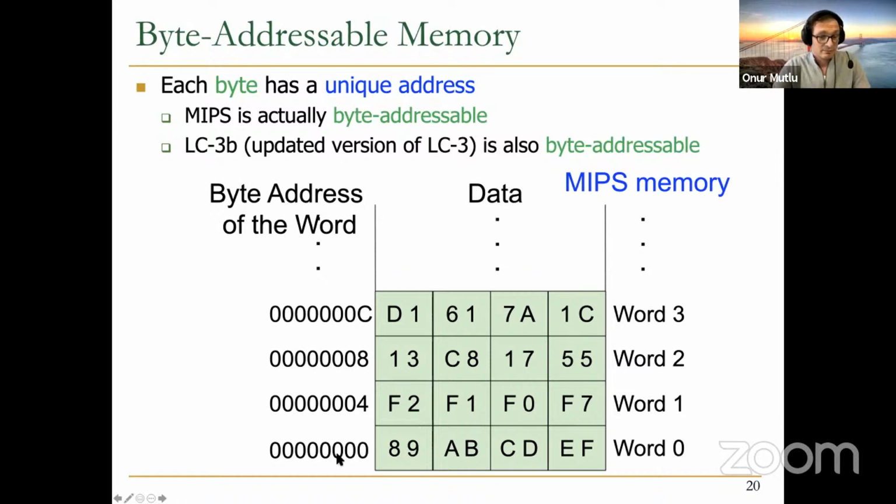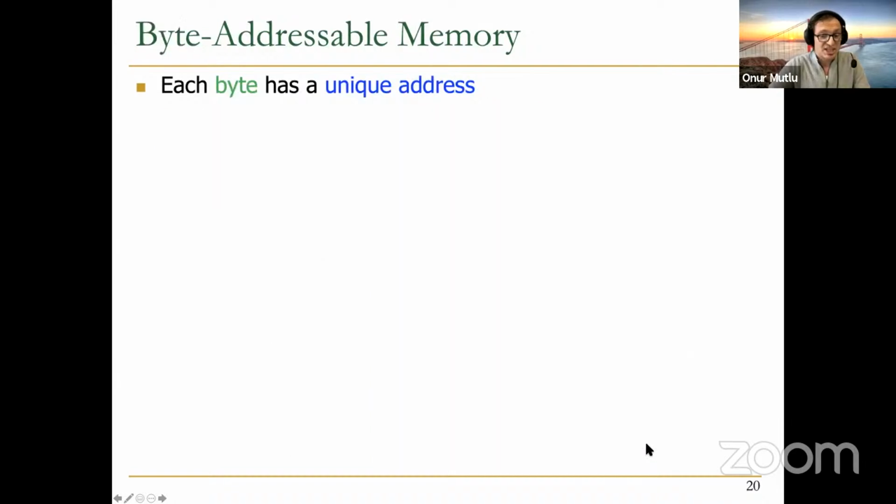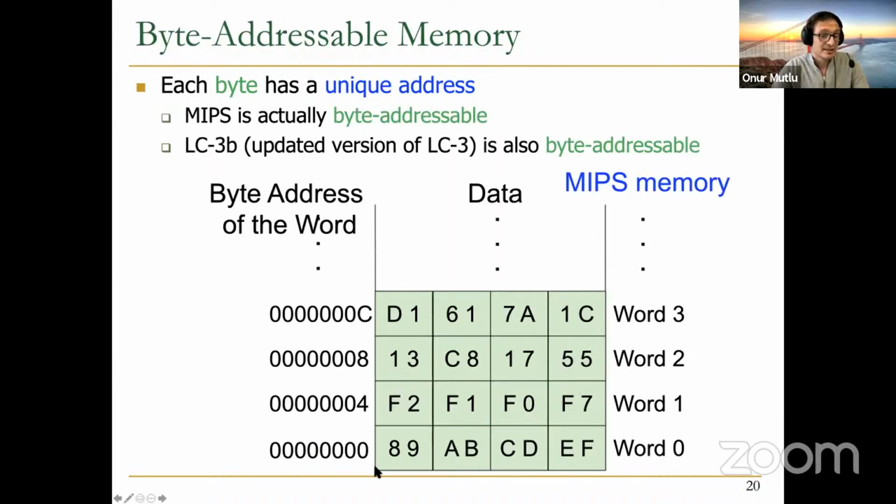Okay. Now the addresses are different, right? If you go back to the previous picture, addresses are word addresses: 0, 1, 2, 3. These are words. I didn't change anything in the picture except the addresses. Now the addresses are byte addresses. So all zeros is the address of this word. 0004 is the address of this word 1. Why? Because each word contains 4 bytes. Now we are incrementing the address by 4 to go to the next word. And address 8 is the address of this word. Address C is the address of this word.